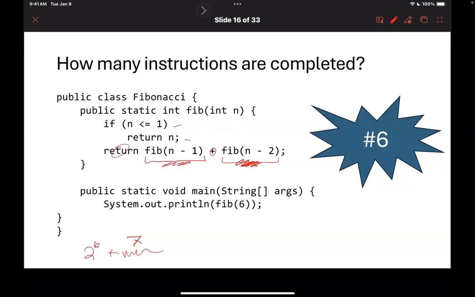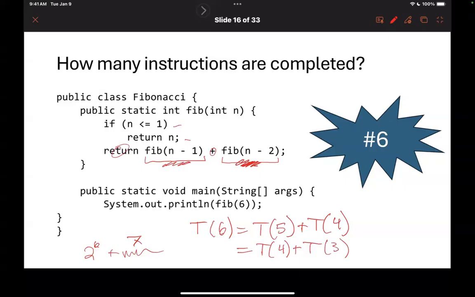So let's say I'm writing my equation of the number of time steps, t for time. t of 6 is going to call t of 6 minus 1, which is 5, plus t of 6 minus 2, which is 4. t of 5 is going to call t of 5 minus 1, which is 4, plus t of 5 minus 2, which is 3. And there's an extra t of 4. And this keeps on going until we get to t of 1, it'll keep expanding.